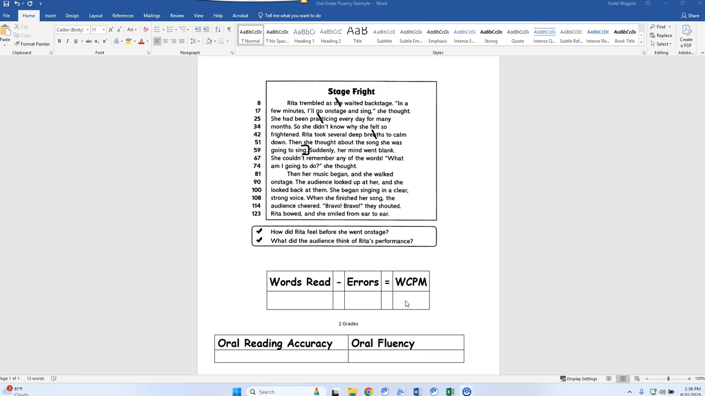What's important for you, especially the paraprofessionals, if you're the one that's administering this assessment, is just to get the words correct per minute and allow the teacher to come up with the percentage and the grades because they know what the expectation is for their grade level.